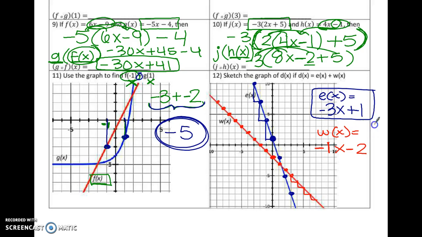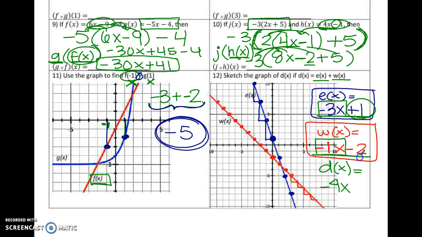And what it says we want to do with this now is d(x). d(x) is e plus w. So if we take function e and add it to w, I'm going to combine like terms. So -3x plus -1x is -4x. +1 take away 2 is -1. And it says sketch that graph.